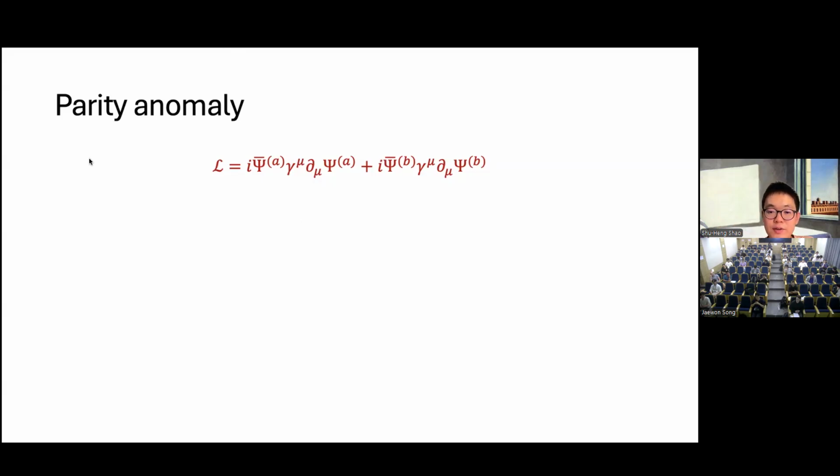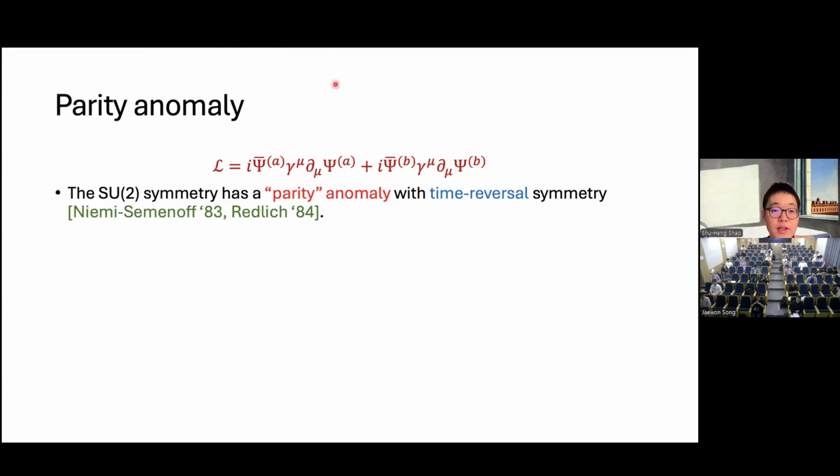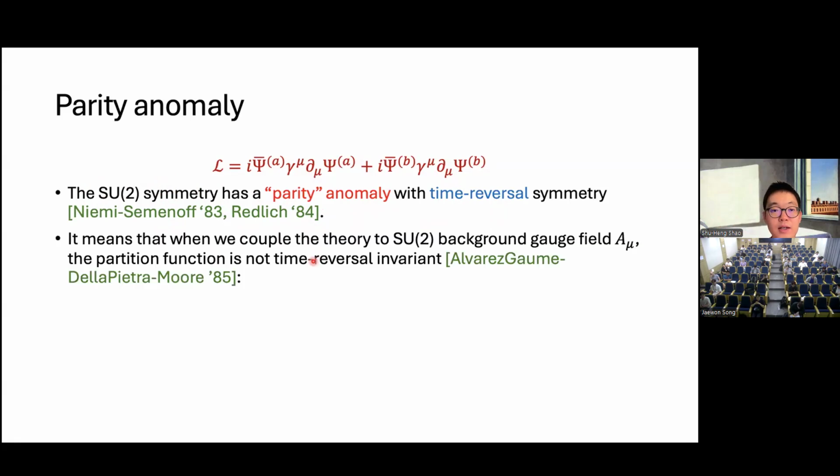But for the sake of this talk, you can just think about it as a time reversal anomaly. So this anomaly, you can think about it as a mixed anomaly between the SU2 flavor symmetry I just mentioned and the time reversal symmetry. This was first discovered by high-energy physicists in the 80s, and later on played a very important role in condensed matter physics, such as in the context of topological insulators.